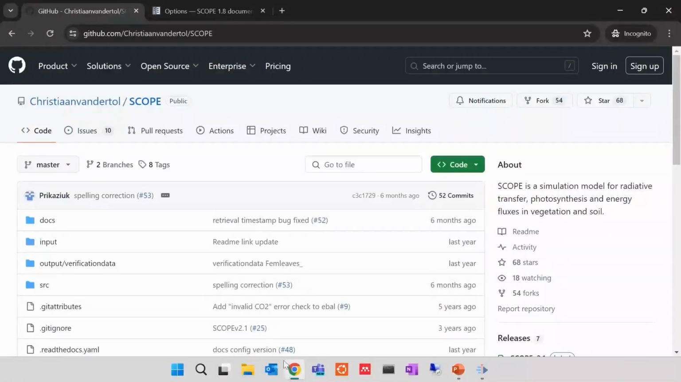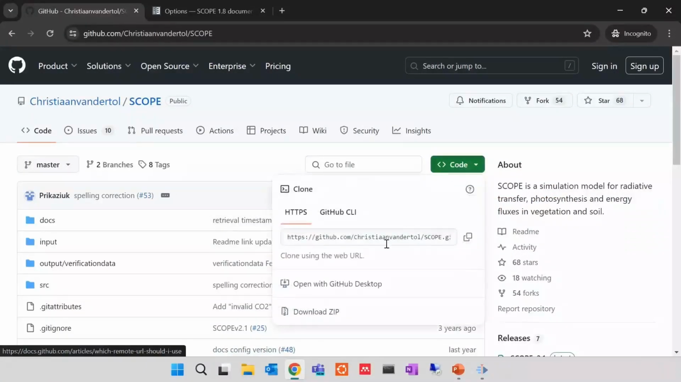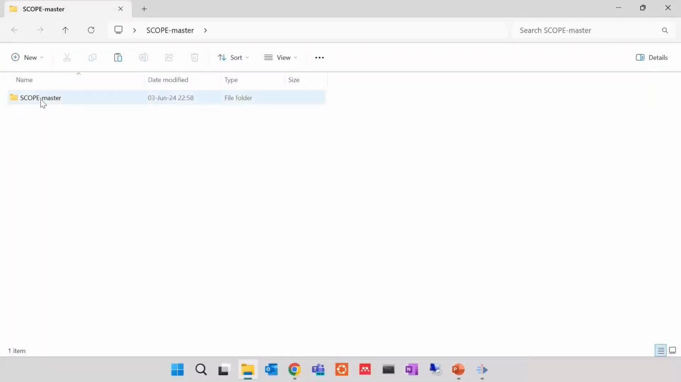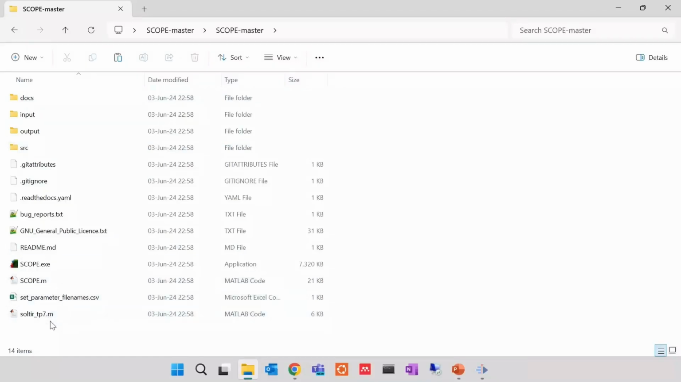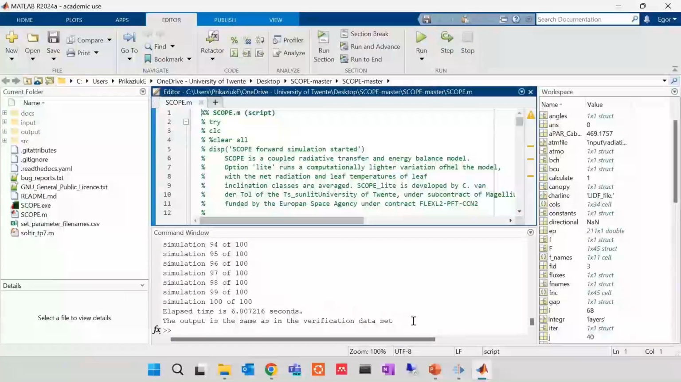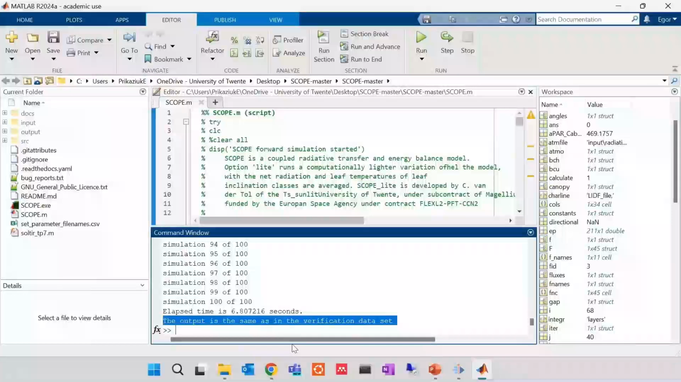What I expect you have already done is you went to our GitHub and you downloaded the model with download zip. After that, you have unzipped the file, and now you can navigate to SCOPE Master, and you see these files. Also, of course, you have MATLAB, which would normally start with double click of SCOPE. See that the SCOPE is open, and we run it for the first time. The first run has 100 simulations, and hopefully you get the same message that the output is the same as in the verification dataset, which means we are good to go.